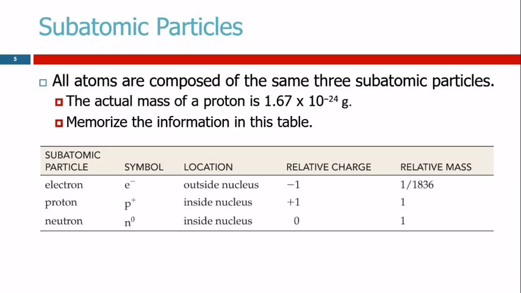Over here where it says 1 over 1836, we can think of that as 1 over 2,000, essentially 0.